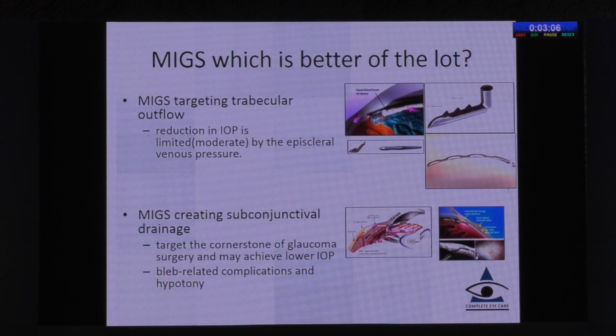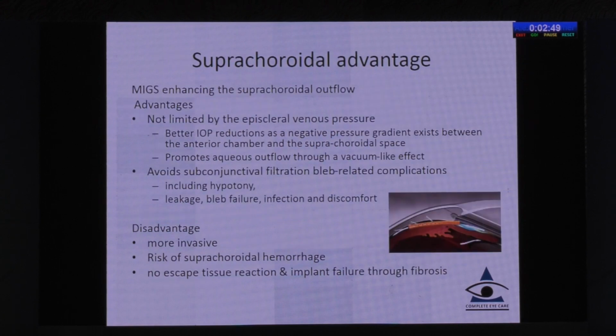The MIGS which create a subconjunctival drainage, like the Xen implant and the InnFocus MicroShunt, again result in formation of a bleb, so they can have complications a little similar to trabeculectomy, that is, bleb-related complications and hypotony. The third subgroup of procedures, the suprachoroidal implants, have what you call a suprachoroidal advantage. The intraocular pressure lowering is not limited by the episcleral venous pressure, and because they do not result in formation of a bleb, they don't have complications like hypotony or bleb-related infection.